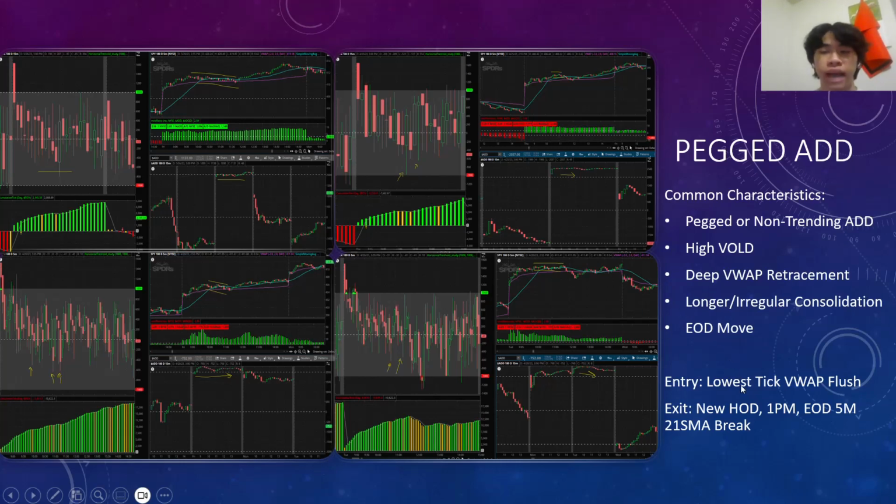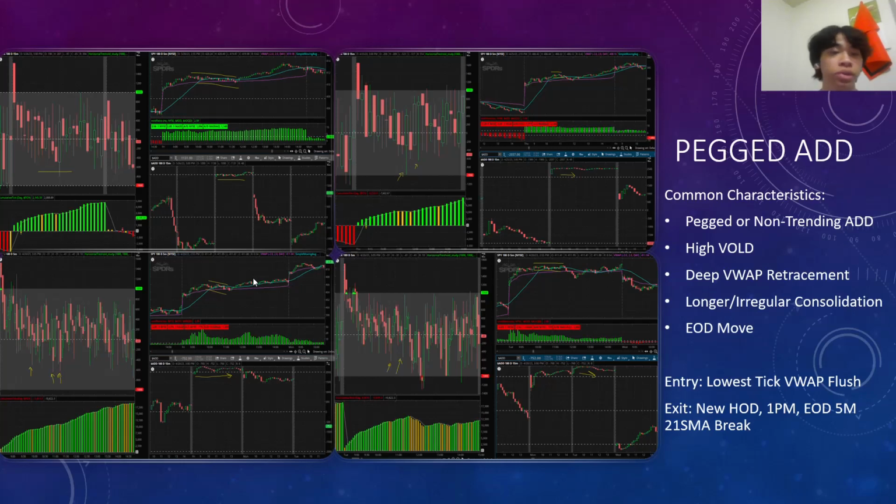Optimal entries would be at the lowest tick. So you see the lowest tick readings of the day right here are usually the low, and that's the best risk reward entry that you want to enter in for the trending move. And then exits would be just a new high of day or a 1 p.m. exit, because sometimes when there's not enough strength in the market, 1 p.m. is usually like the apex of the move.